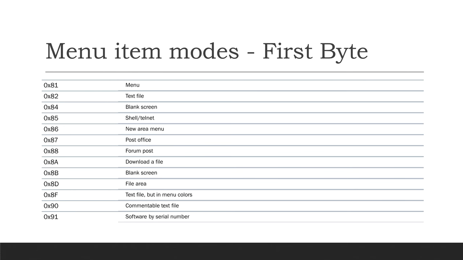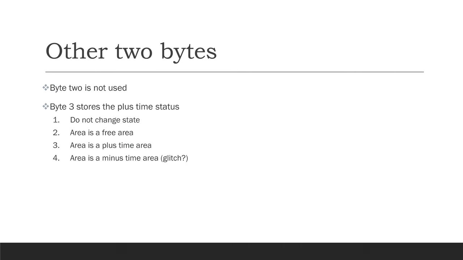Some of these I say blank screen because we still don't know what they actually do. Some of them are predefined menus, the post office, the switching to a new area. Those were all hard-coded into the QuantumLink client. They just said, this is the thing you're going to, and there's nothing accessed from the service to do that. So the other 2 bytes: byte 2 is not used, and byte 3 stores the plus time status. You can say, do not change state, area is a free area, area is a plus time area, or area is a minus time area. I never worked out if that last one was a glitch or they deliberately wanted another character there.